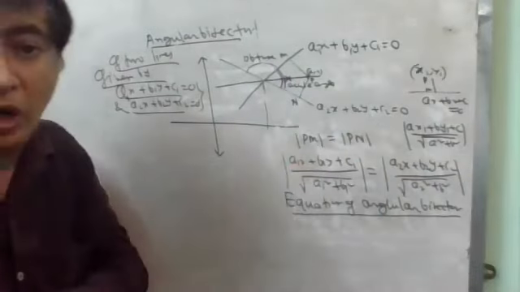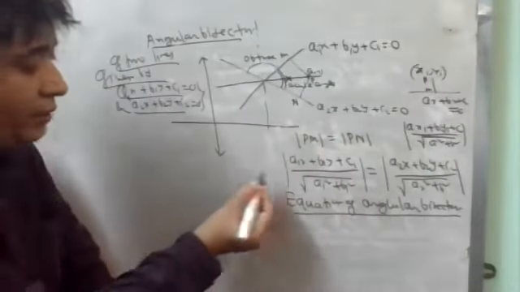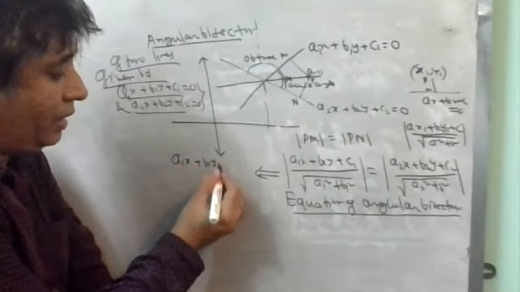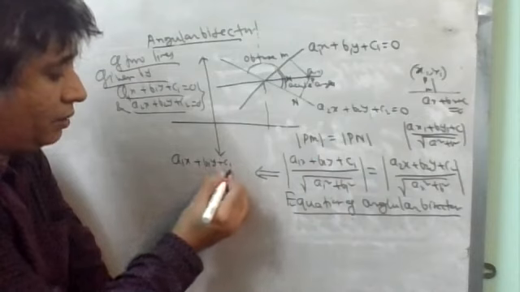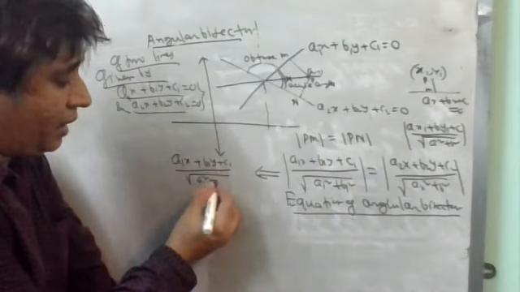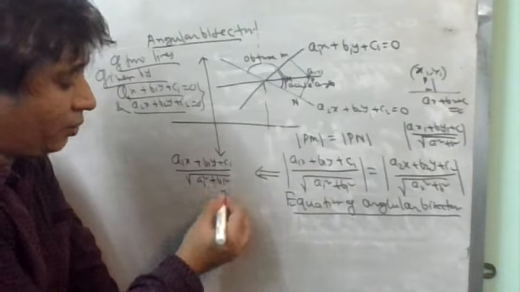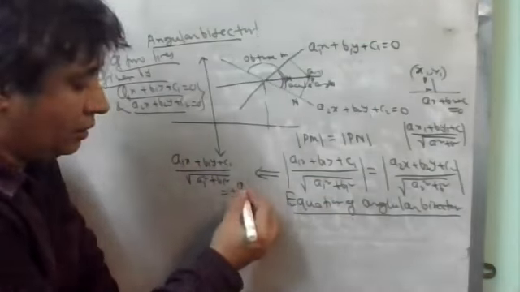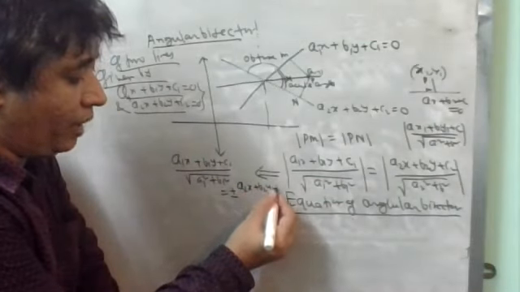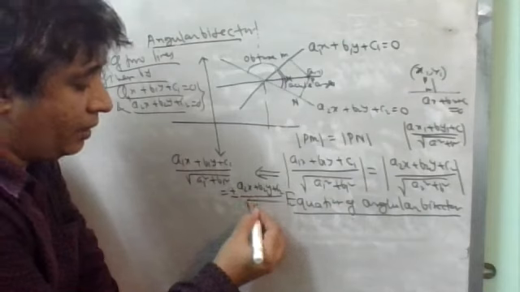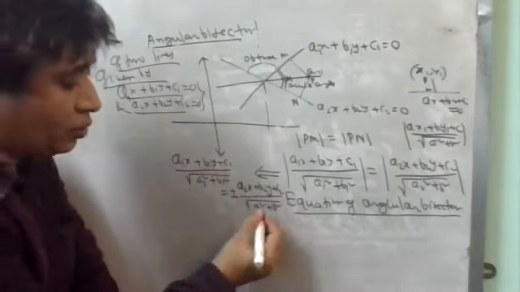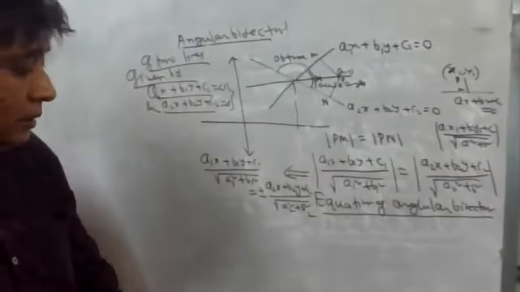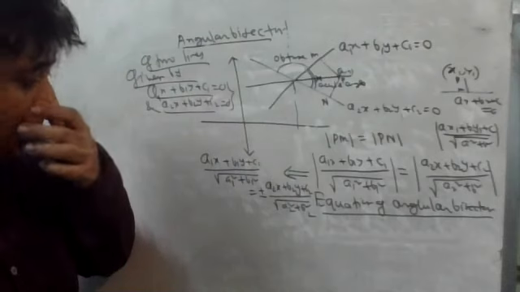Now, if I remove the mod, you will get the actual equation: (a1x + b1y + c1) by root over of a1 squared plus b1 squared is equal to plus or minus (a2x + b2y + c2) by root over of a2 squared plus b2 squared. Hope you understood. Okay.